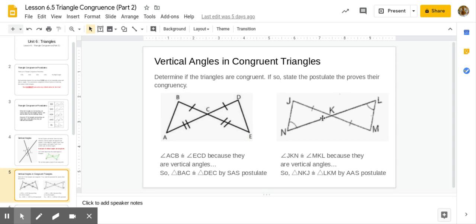In the diagram on the right, we have 2 straight lines intersecting at point K. So we have a pair of vertical angles here at K. We would have JKN and MKL, these 2 right here. So we would mark those as congruent. And after we did that, we would have an angle and the non-included side, an angle and the non-included side. So the angle, angle, side postulate is how we would know those triangles are congruent.